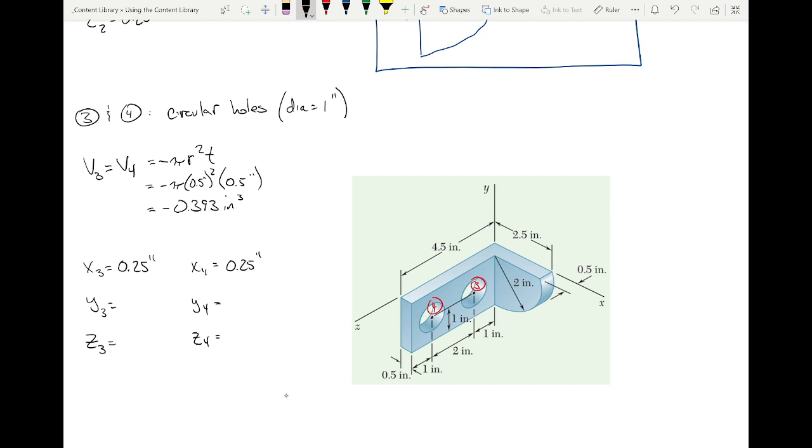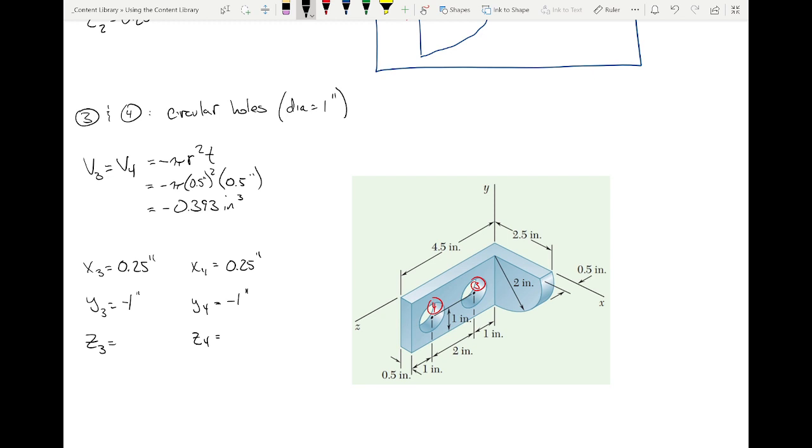And y is also the same because they're both down along the y-axis at the same spot. Here's the y-axis, here's the y-axis, and they both go down a value of 1. So they're both negative 1. What changes is the fact that along the z-axis, this hole is here and this hole is here.